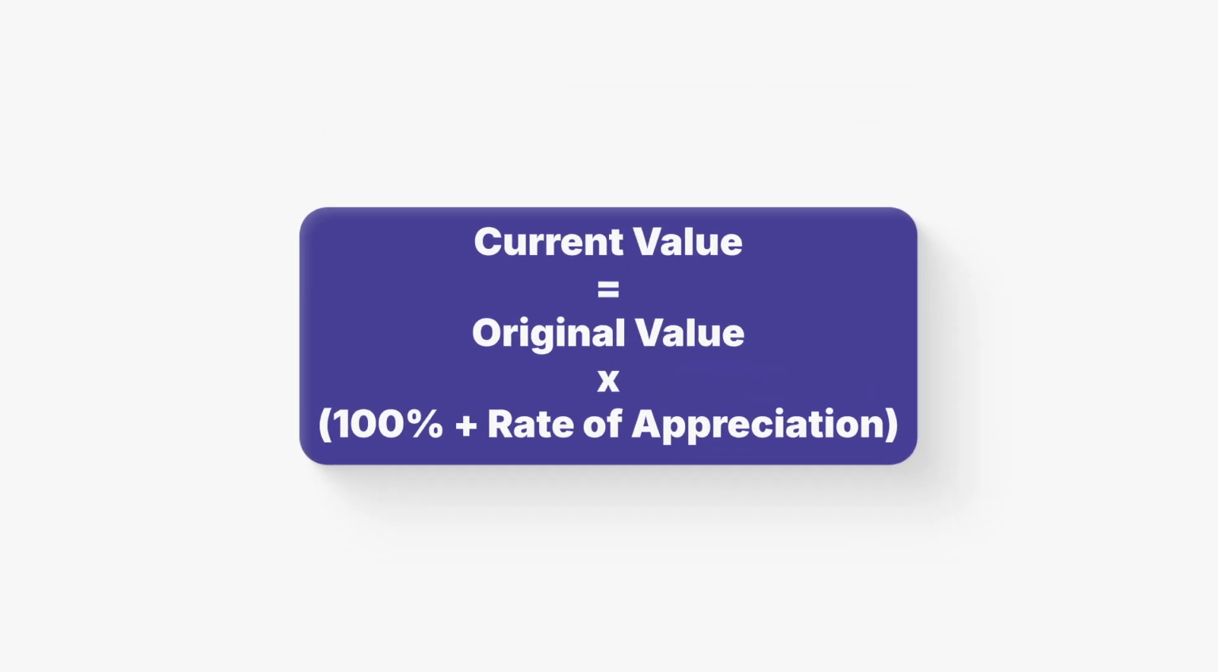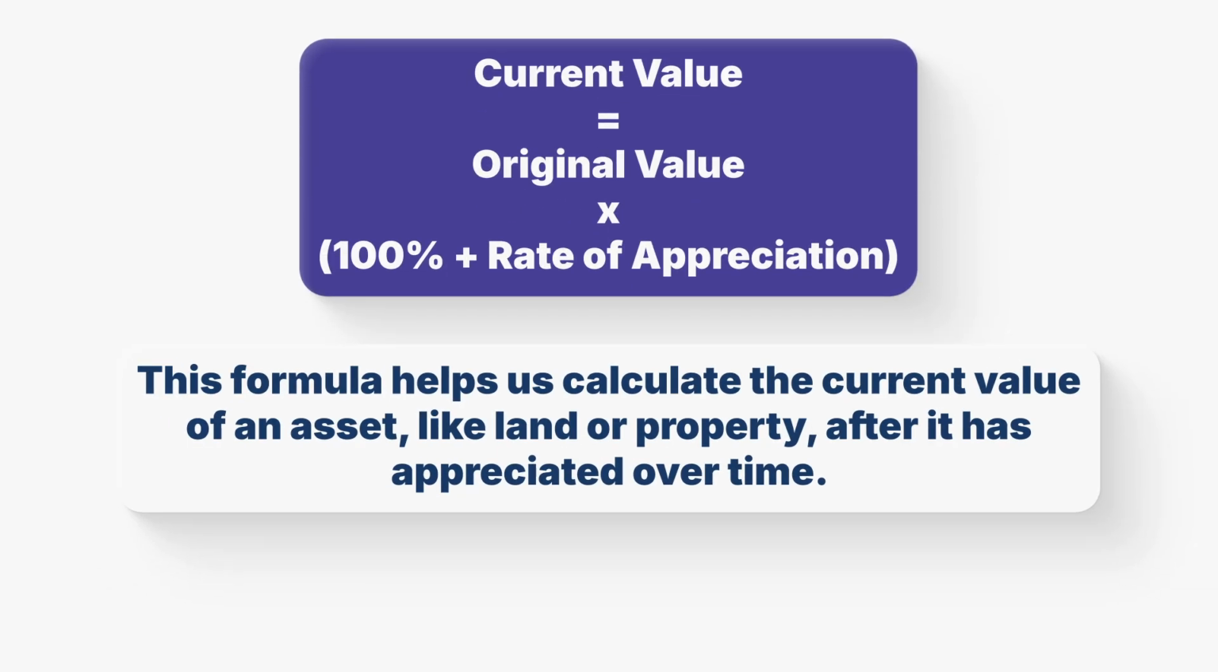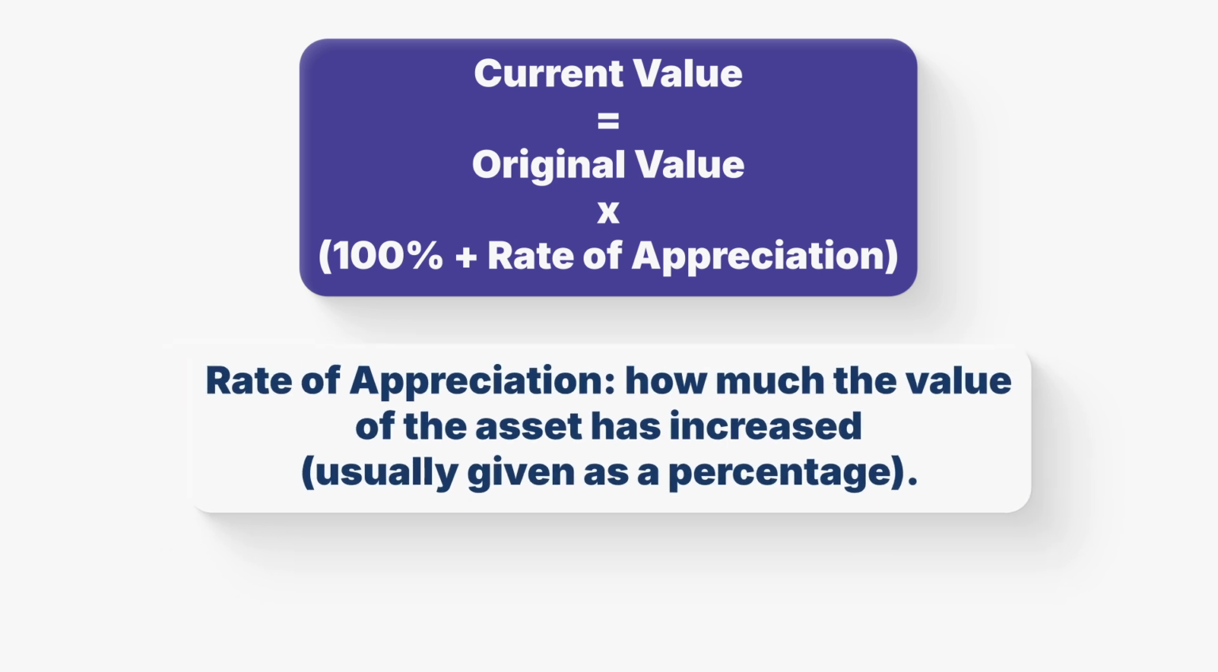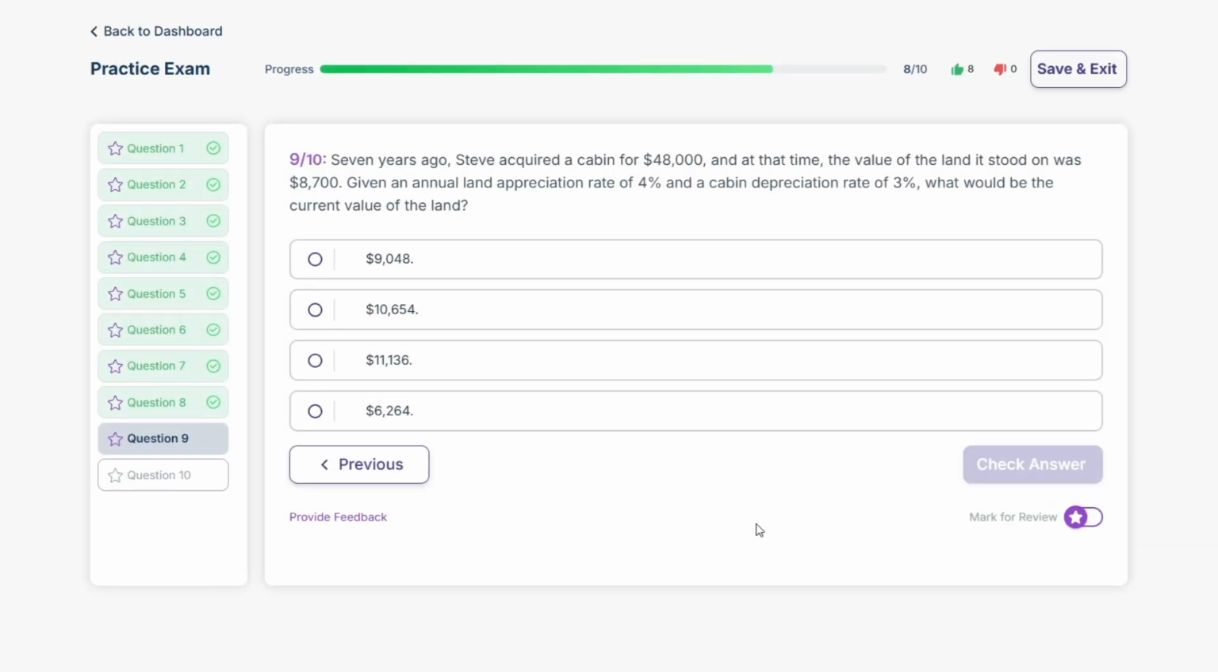Next formula is current value equals original value times 100% plus the rate of appreciation. This formula helps us calculate the current value of an asset like land or property after it has appreciated over time. The rate of appreciation tells us how much the value of the asset has increased, usually given as a percentage. Here is a practice question.